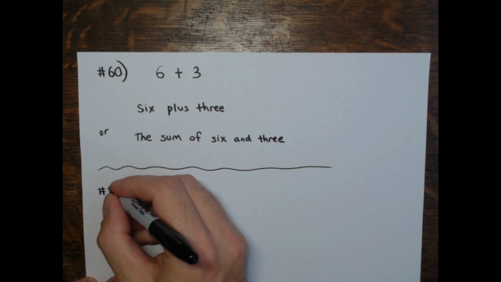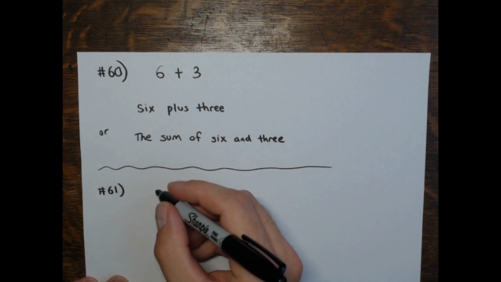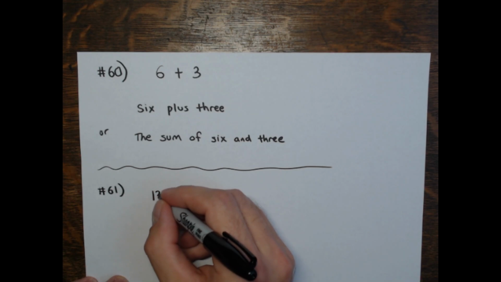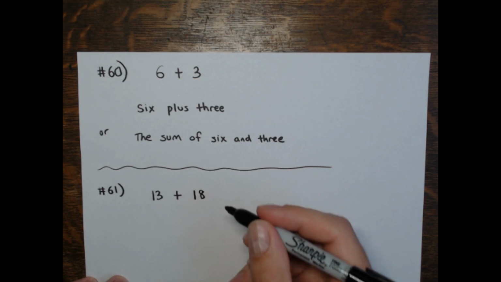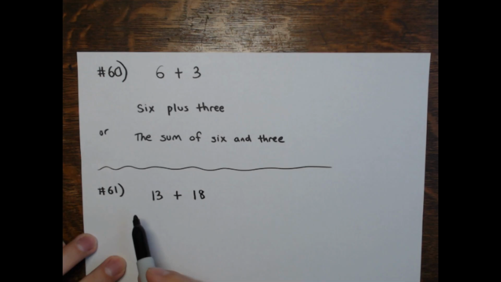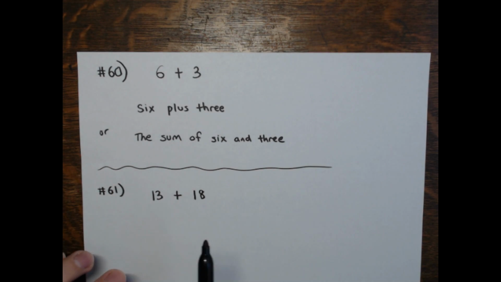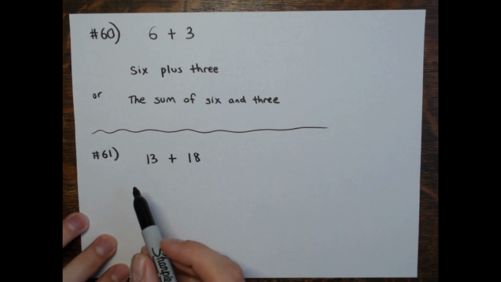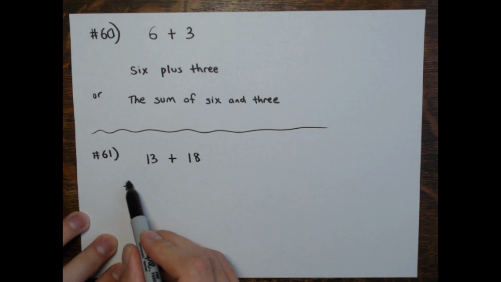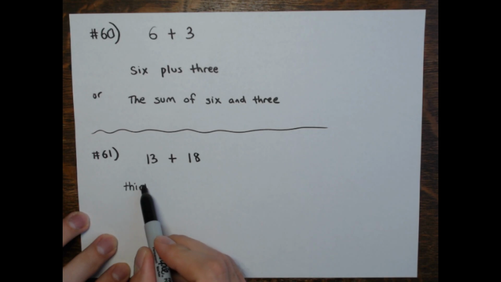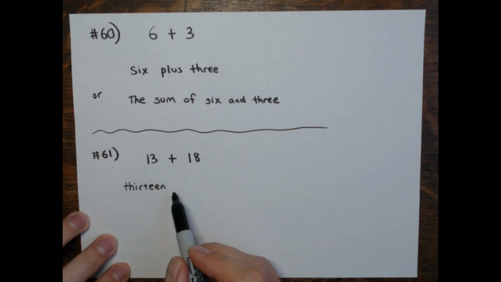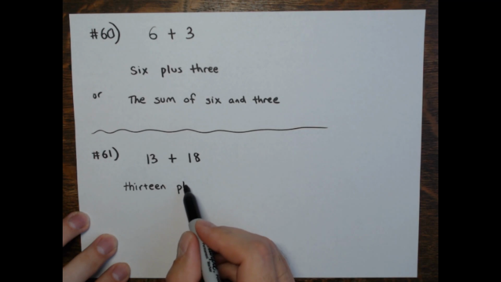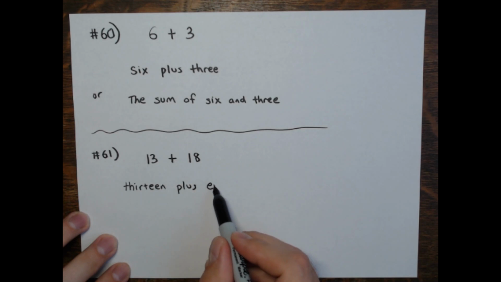I got some room on the same page here, number 61. We have the number 13, plus sign, and then the number 18. So once again, I'll just write these two and say some other ones that would be representing addition as well. But I'll write out the numbers in words, right? So there's 13, all right, plus for the plus sign, and then 18.